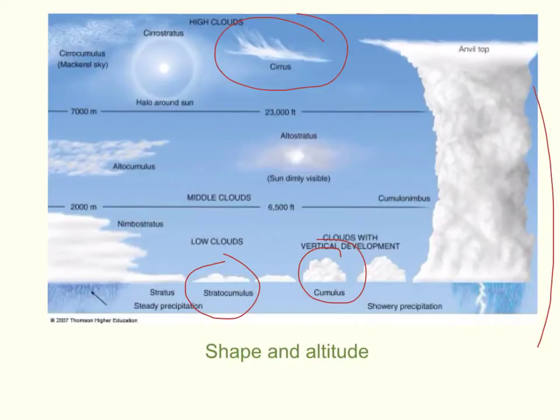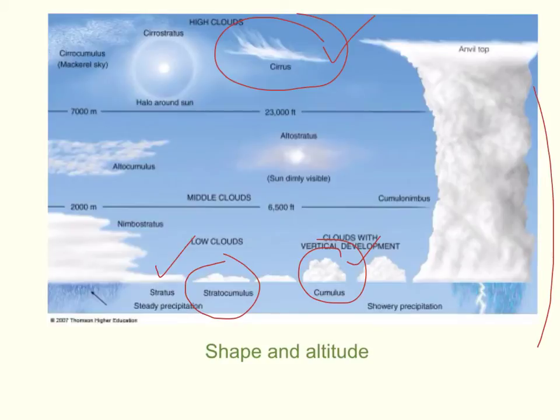Basically, we can classify clouds in two ways. Number one is by shape. Your three general shapes are going to be the cumulus variety, the cirrus variety, and your stratus variety here. Cirrus kind of look like wispy horsetails, and you can most often find them in the upper levels of our atmosphere, or they're referred to on this image as high clouds.